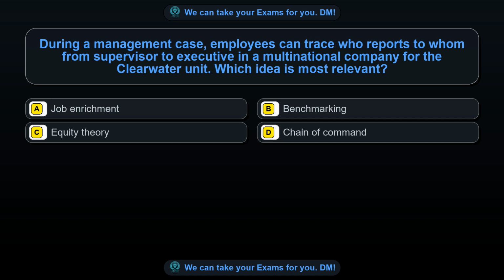Which idea is most relevant? Option A, job enrichment. Option B, benchmarking. Option C, equity theory. Option D, chain of command. The correct answer is option D, chain of command.